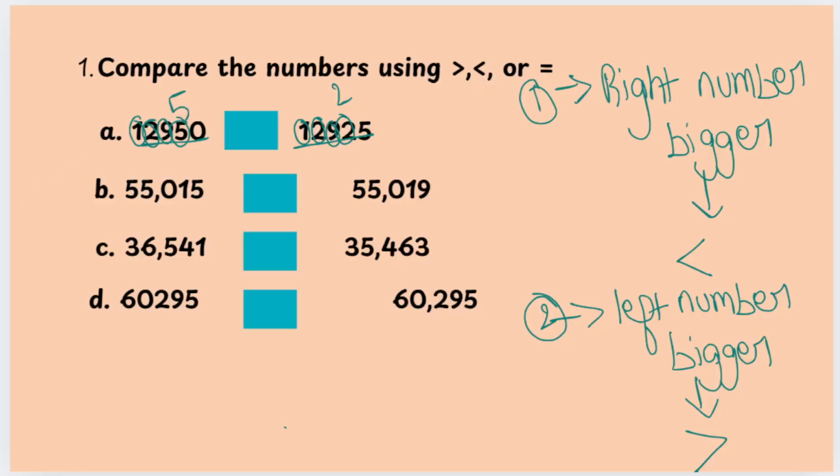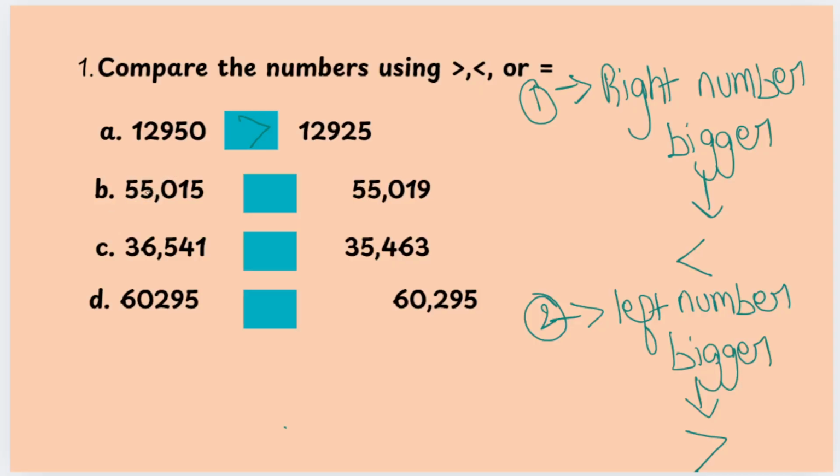So we can conclude that this number is bigger. This is the biggest number. So what I told you, if left side is bigger, which sign you have to use? You're going to use this sign. Okay. Next.